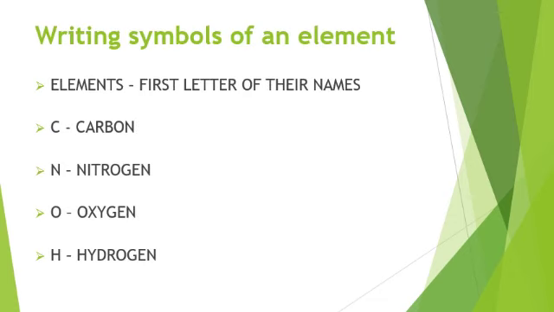Writing symbols of an element. There are some rules according to which symbols are assigned to elements. These rules are as follows. Some elements are represented by the first letter of their names written in capital. For example, C is the symbol for carbon, N for nitrogen, O for oxygen and H for hydrogen.